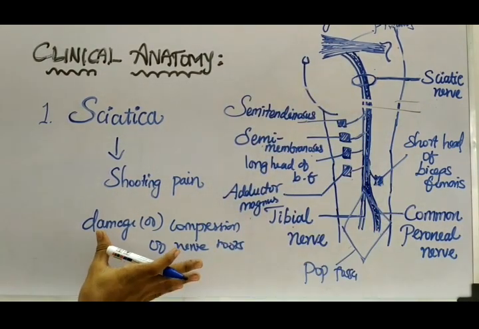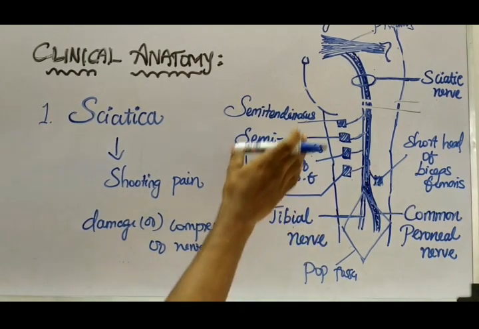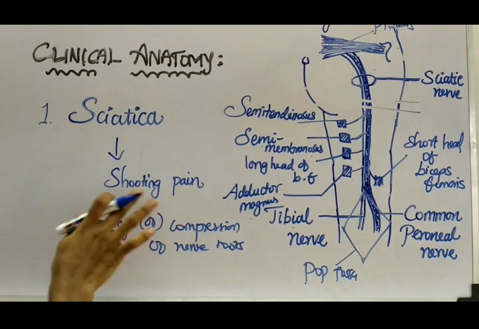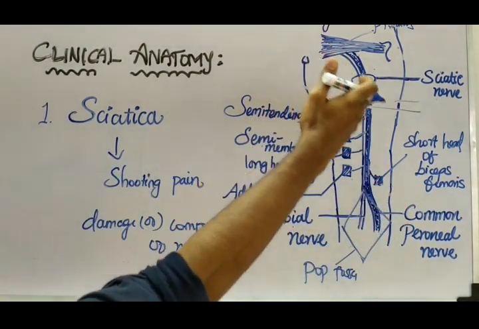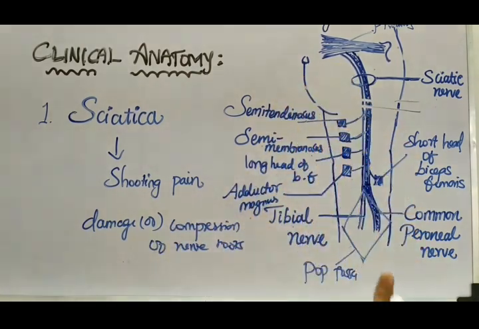So if the nerve roots of the sciatic nerve get compressed, it causes the shooting pain in all these regions, the gluteal compartment and the posterior part of thigh, lateral of leg, and the sole of the foot. So this condition is known as the sciatica.